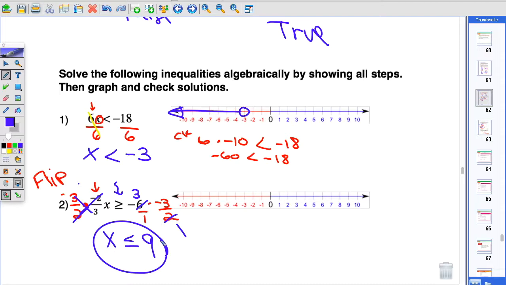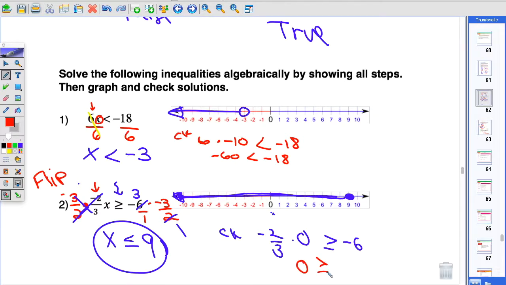So at 9, it's going to be a closed circle. Our inequality is pointing to the left, so your graph goes to the left. So everything that's being graphed to the left is all possible solutions. So always pick nice easy ones like 0. So to check it, it's -2/3 times 0 greater than or equal to -6. So any number times 0 is 0. So -2/3 times 0 is 0, greater than or equal to -6. And since 0 is greater than or equal to -6, it's a possible solution, as is any number graphed on that number line.